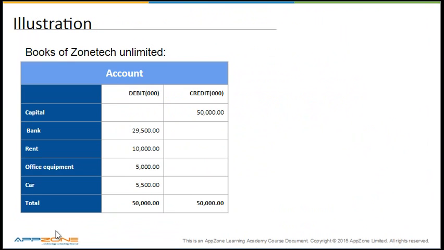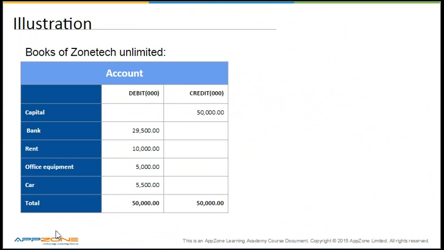Taking our earlier books from ZoneTech, we'll just run along that line and keep the transaction flow going. As at our last transaction with ZoneTech, this is a summary of our books. Capital, the credit balance of 50,000. Our bank has a debit balance of 29,500. We had paid rent for 10,000, office equipment 5,000, cars 5,500. The total debit is 50,000, total credit 50,000.